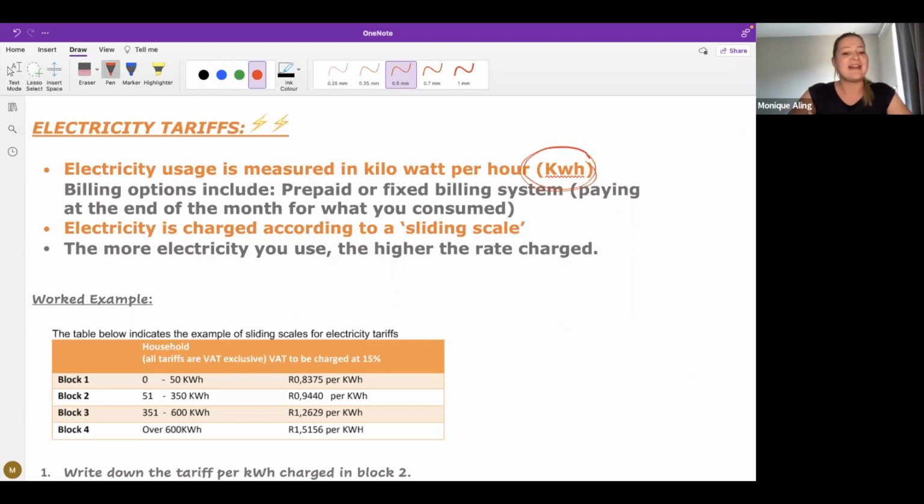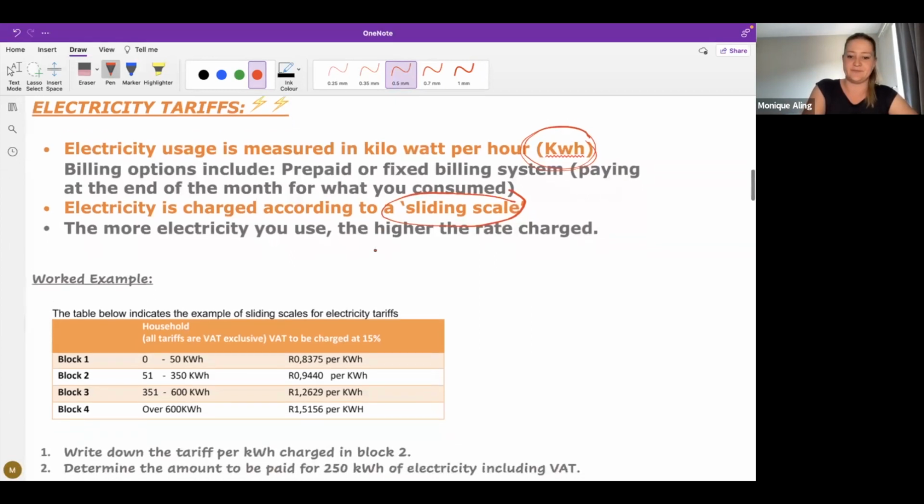Electricity is charged according to a sliding scale, just like the water tariffs. The more electricity you use, the higher the rate charged. Okay, so electricity can be paid for beforehand or at the end of the month. So just like water again, it is charged on a sliding scale. The more electricity used, the more you're going to pay.